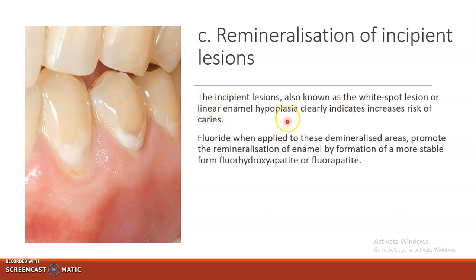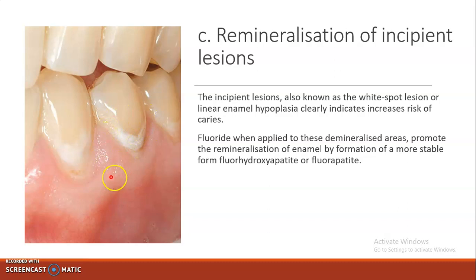Here the mechanism is exactly what we discussed for post-eruptive maturation. The only difference is that this takes place in demineralized enamel, while the previous mechanism takes place in hypomineralized enamel. There is a difference between the two. Hypomineralized enamel is enamel where the mineralization is not yet complete, whereas demineralized enamel is enamel where the mineralization is complete and it has undergone demineralization.